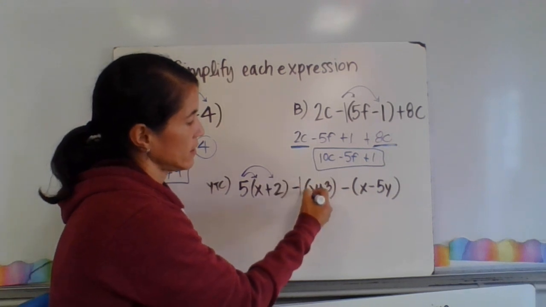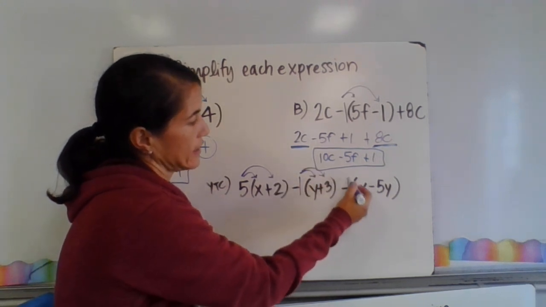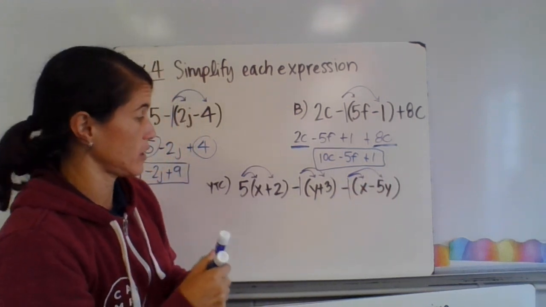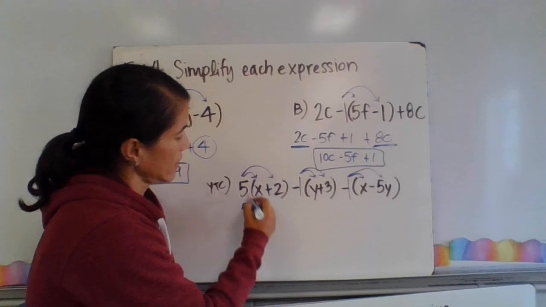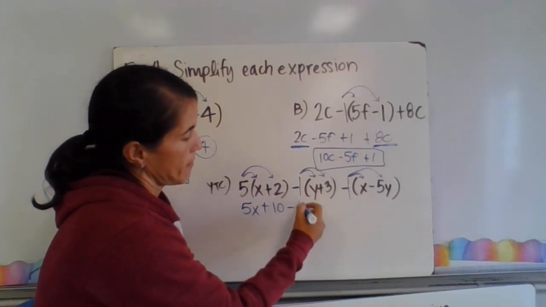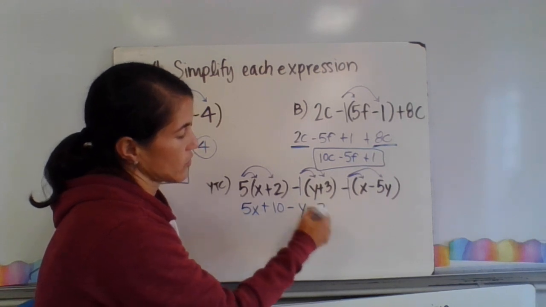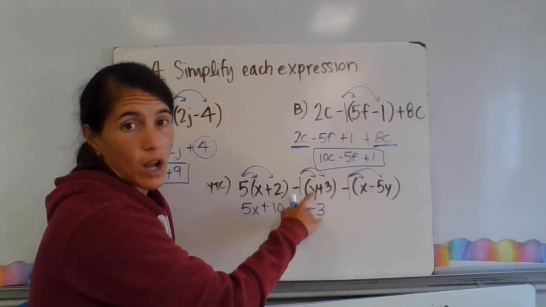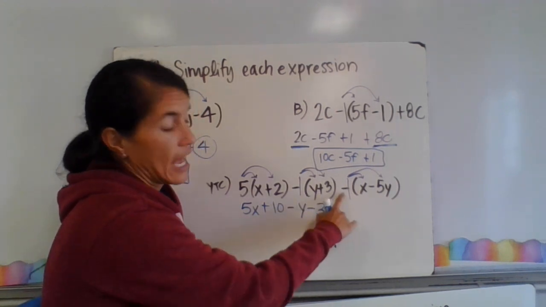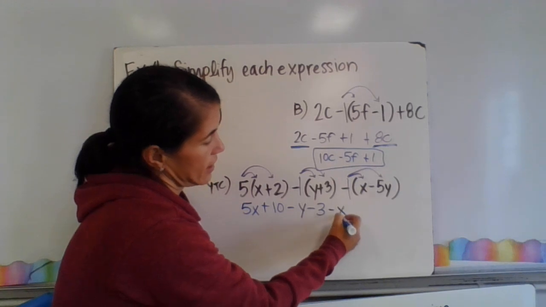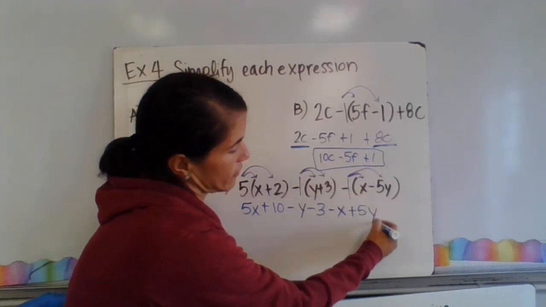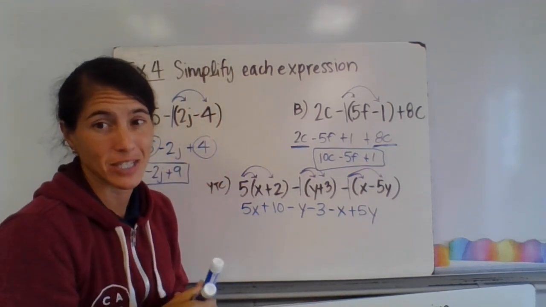So this one has 3 distributing. So I get 5x plus 10, because 5 times x, 5 times 2, minus y minus 3. Negative 1 times y is negative y. Negative 1 times 3 is negative 3. Negative 1 times x is negative x. Negative 1 times negative 5y is a positive 5y, because a negative times a negative is a positive.